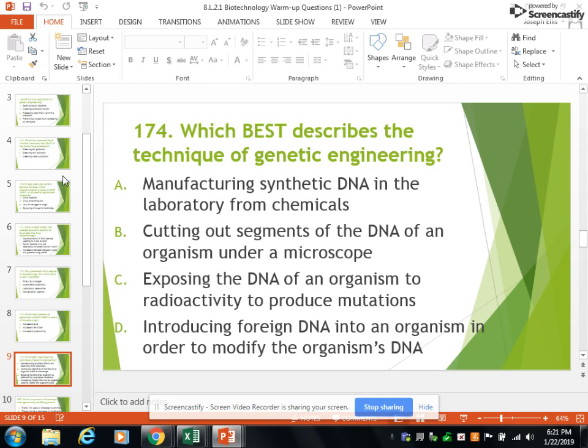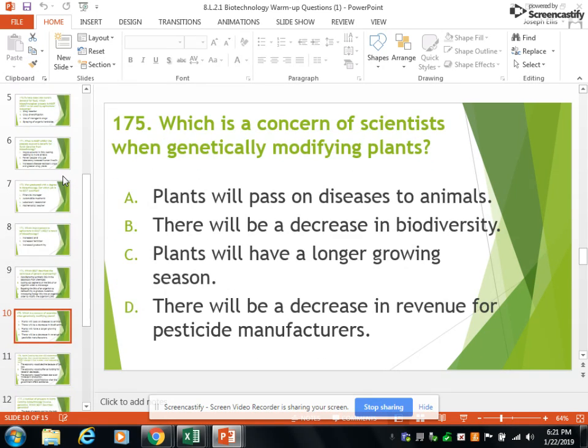So D is your best answer for 174. And 175, which is a concern of scientists when genetically modifying plants. Okay, the biggest thing is that there will be a decrease in biodiversity. So B is your answer. And I'll tell you later on, when you get a multiple choice question and the word biodiversity is one of your answer choices, choose it. That's one of the multiple choice EOG hints I'll give you. Okay, when you see biodiversity as an answer choice, choose it.